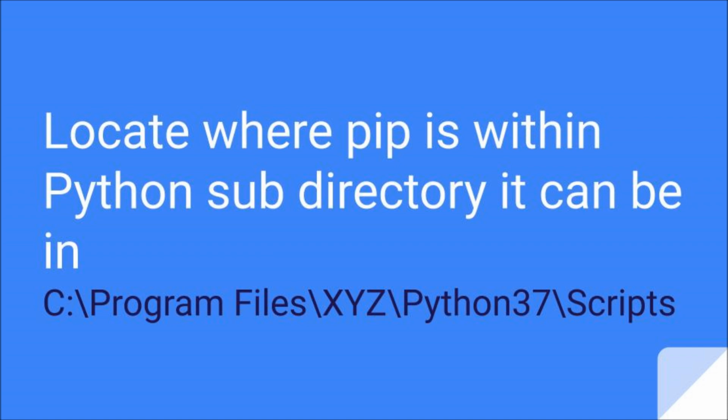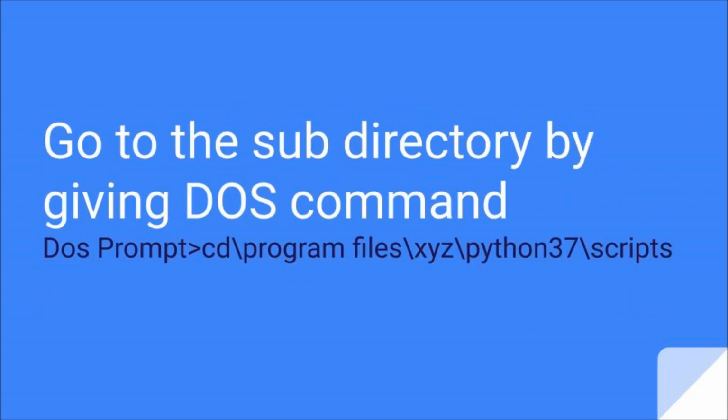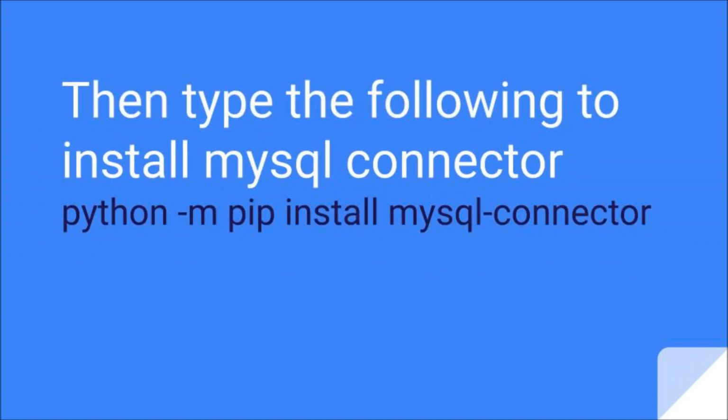We need to locate where pip is within Python subdirectory. Pip is a tool for installing and managing Python packages. Once we have located pip, we can go to the appropriate subdirectory by writing the DOS command from the DOS prompt as shown. Type the following to install MySQL connector.